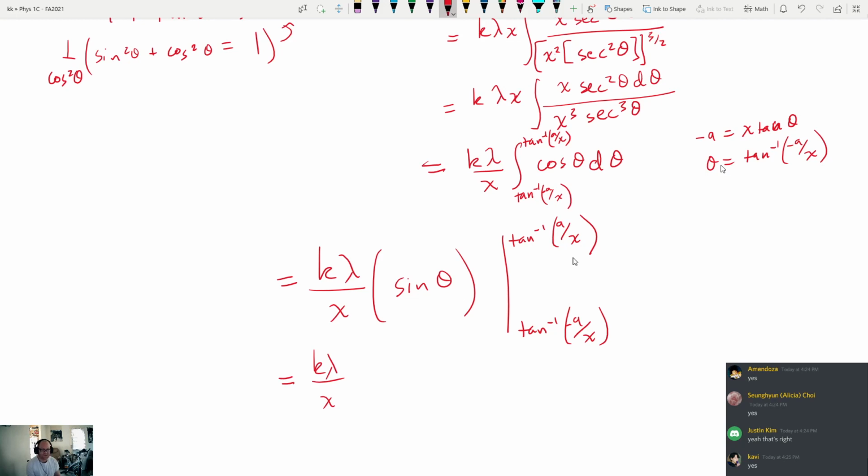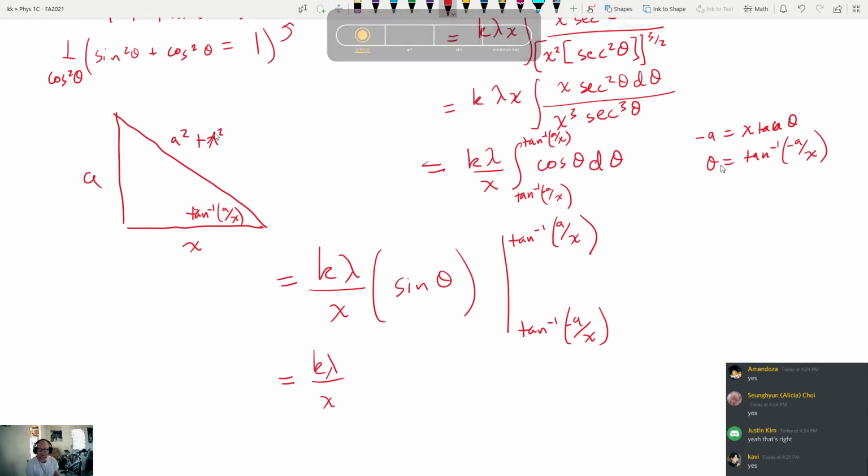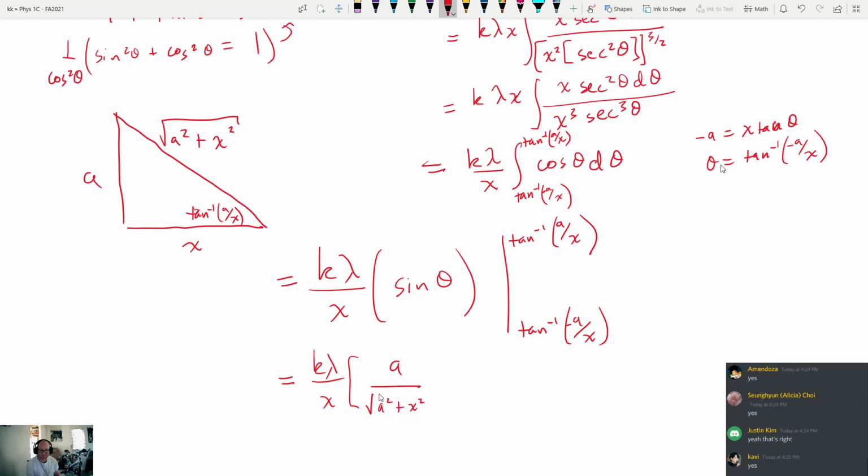Now, the sine of the arctan of a over x, what is that? So if this is a, and this is x, then this is going to be the arctan of a over x. And the sine of that angle will be a divided by this side, which is going to be the square root of a squared plus x squared. So that means that the sine of the arctan of a over x is the same thing as the ratio a over the square root of a squared plus x squared.